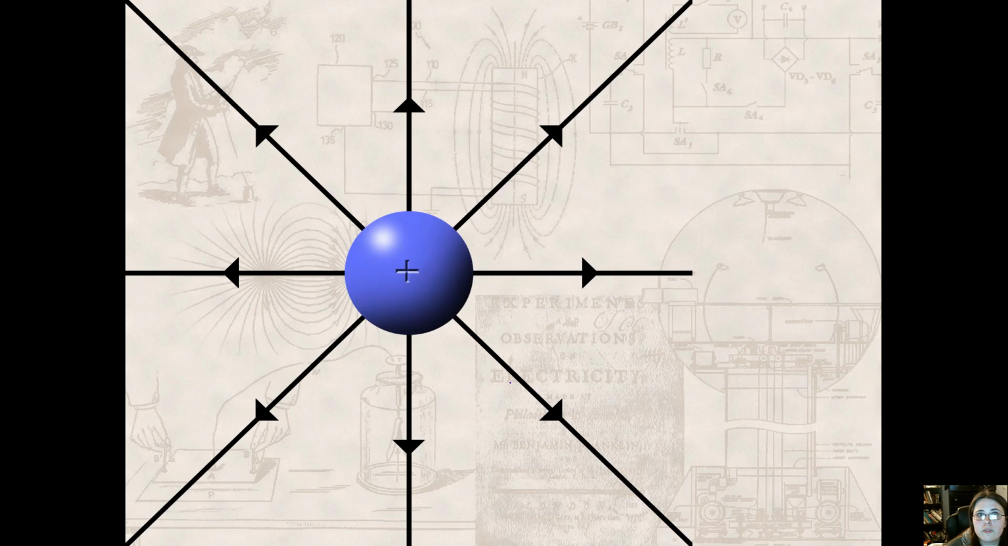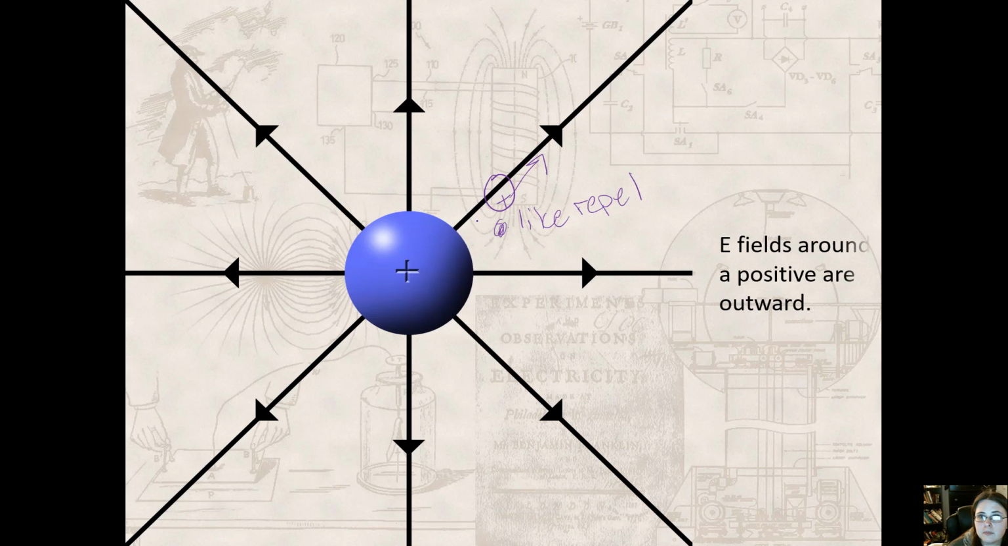Okay, so here is the proton, and we have our positive charge, and so the test charge moves away because like charges repel. It goes away from the proton. So again, an electric field around a positive charge is outward.